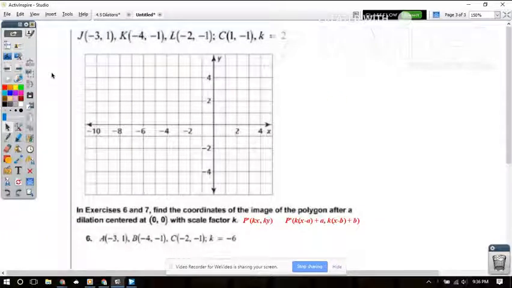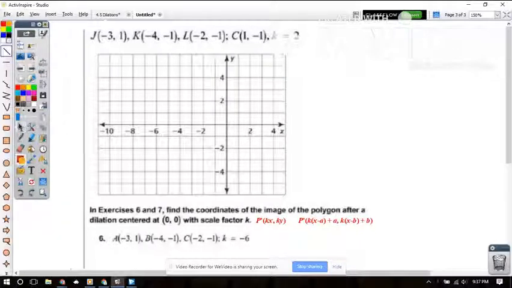What we're going to do is a dilation where the center is not at the origin. So notice we have J, K, and L. We've got a triangle. Our center, point C, is at 1, -1, not at the origin. So it makes it a little bit trickier. And then we have K equals 2.